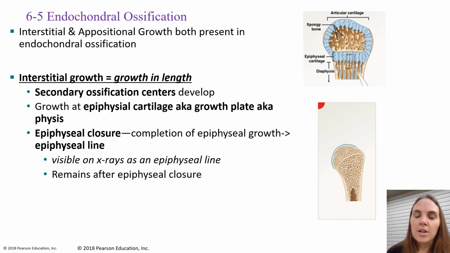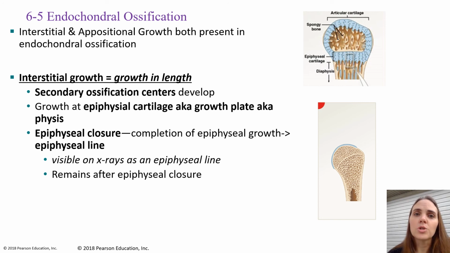So with that endochondral ossification process, we see both interstitial and appositional growth. Interstitial growth is a growth in length of the bone that we were just mentioning, and the formation of secondary ossification centers in the epiphysis is part of this process. And the continued lengthening that takes place at the growth plate or epiphyseal cartilage that we just mentioned is part of that process. Once that interstitial growth is done and we get that closure of the epiphyseal plate, we get that epiphyseal line, which can actually be seen on an X-ray throughout life.